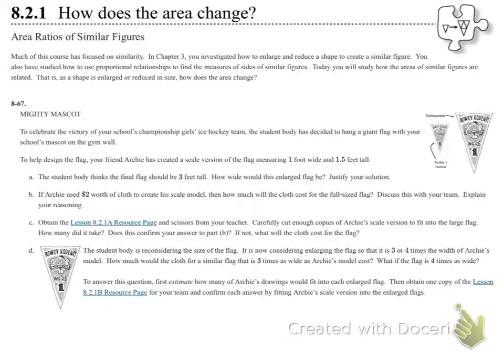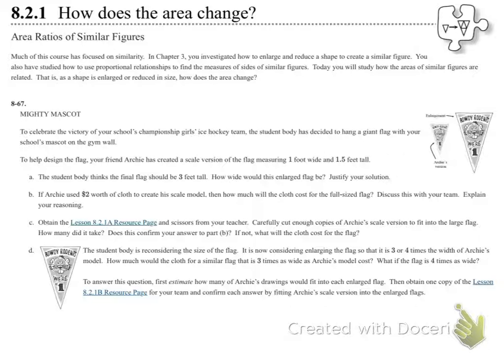So today we're going to be talking about similar figures. We've learned about similar figures in the past. We know that similar figures have the same shape but not necessarily the same size. We know that their side lengths are proportional, and we call the proportion of their side lengths the zoom factor. We'll be using all that today to help us compare the areas of similar figures.